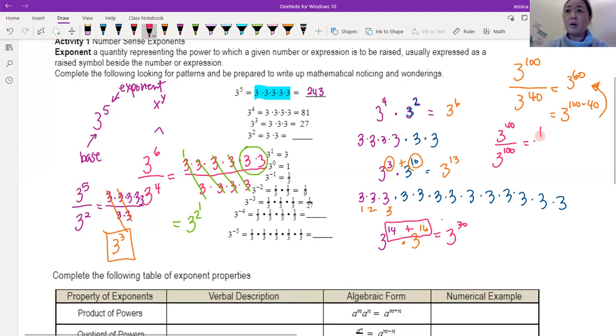So it's 1 over, because there's nothing on top. Remember, they all cancel out to 1 over 1, which is 1. So it's 1 over 3 to the 60th power. So far so good, right? It's a really, really small number, because 3 to the 60th power is a really big number. But when we put it on the bottom of a fraction, there's only a 1 on top.